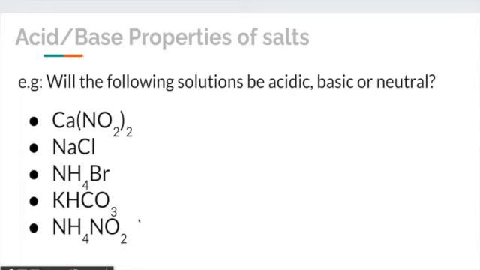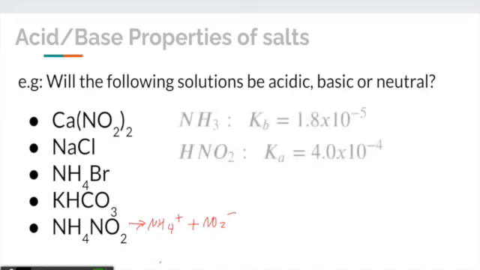And this is a complicated one because if we look at what happens when this salt dissociates, you're going to get ammonium, NH4 plus, which is an acidic cation. So that would tend to make the mixture acidic. But we're also going to get NO2 minus, which we saw earlier is a conjugate base of a weak acid. And so that's going to tend to make the solution basic. So when you have a conflict like this, we have to look at which one is stronger, the acid or the base. And we'll do that by comparing the values of Kb and Ka.